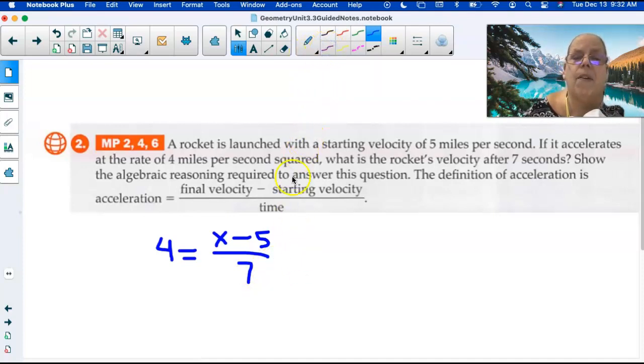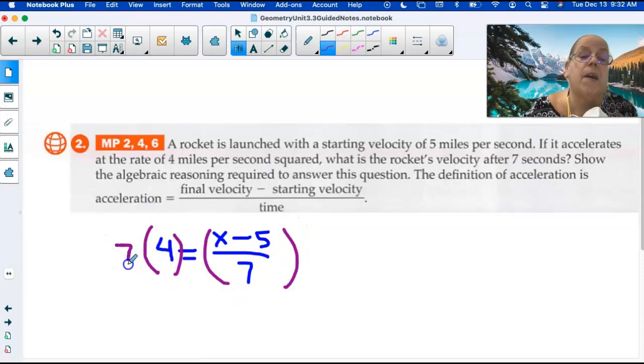Okay, now how do I get rid of that fraction? Notice the 7 on the bottom there, that's a fraction. How do I get rid of it? Multiply by the reciprocal. Or, I'm going to multiply everything by 7. Okay, what happens to these two 7s? They basically reduce to 1, and we don't have to write the 1. So they're gone, goodbye. Now we have 7 times 4 equals x minus 5.